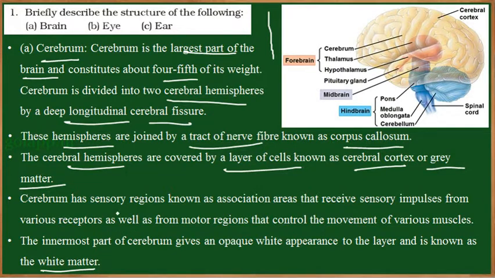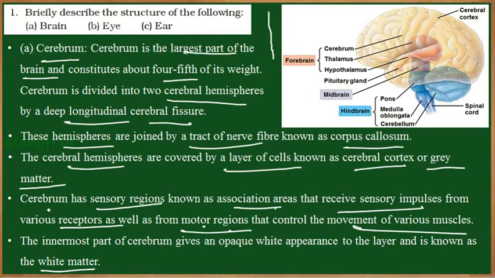Now the cerebrum has sensory regions and association areas. Sensory regions receive sensory impulses from the various receptors present on the sense organs. It also has association areas where the information comes, it is analyzed and a decision is taken. There are motor regions which are supplied with motor nerves, and the decision taken by the cerebrum is carried by the motor neurons present in the motor regions. These decisions are carried to the respective muscles so that the muscle can be contracted.